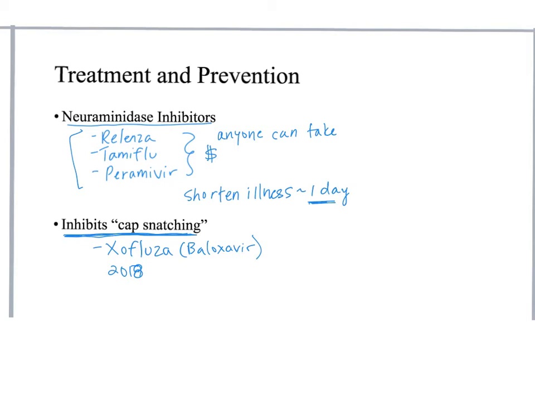And this mechanism, it says it inhibits cap snatching. Well, let me explain something that the orthomyxovirus does. The virus has to acquire a 5' cap from the host messenger RNA.